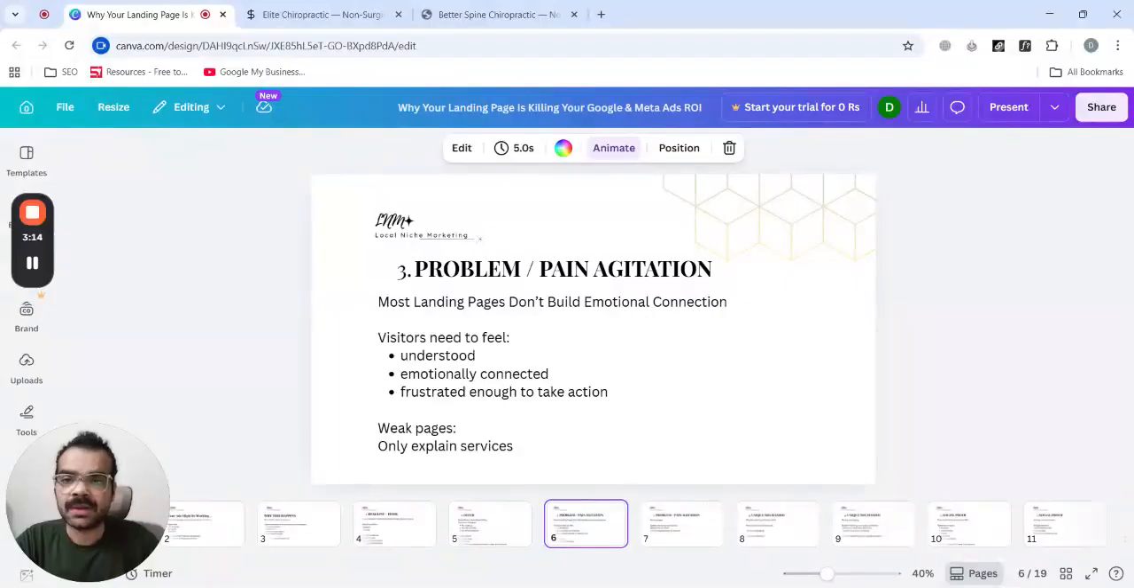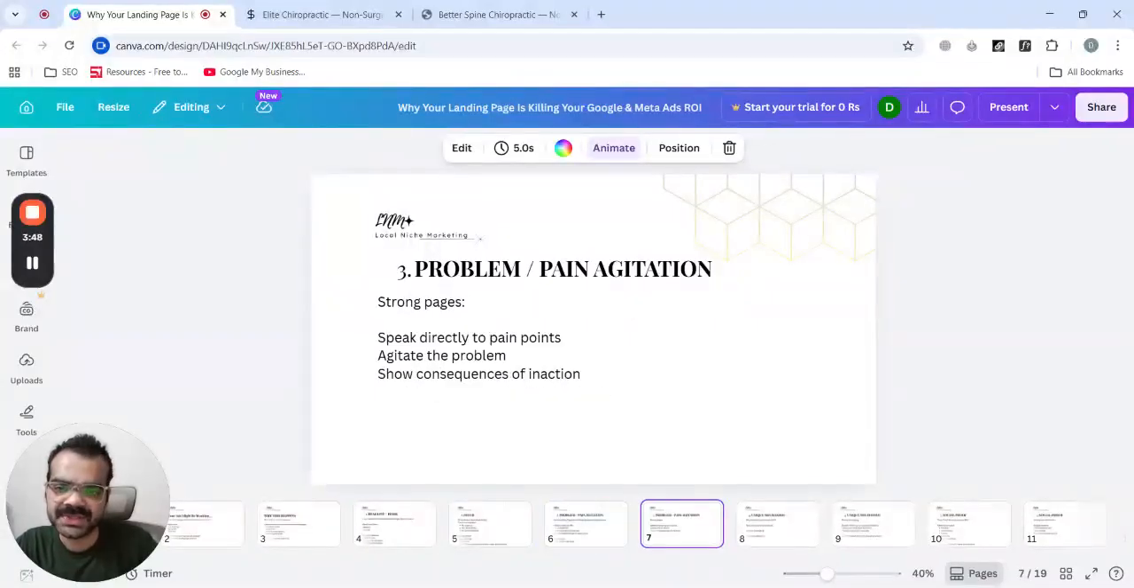And this particular section, problem or pain agitation, is often missing from a lot of landing pages. What I usually see is a hero section, that is the main section, then the about section, then they talk about the treatment. They don't talk about the problem. We want to agitate the audience so they can take action right away. That is the sole purpose of this particular section.